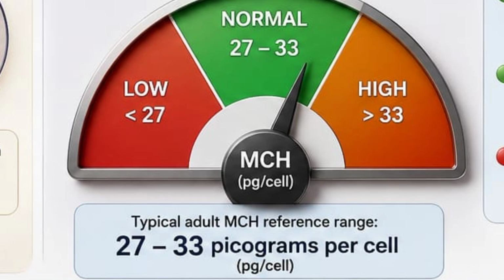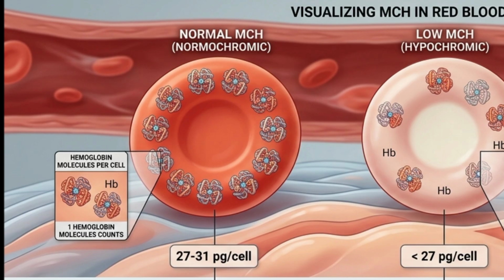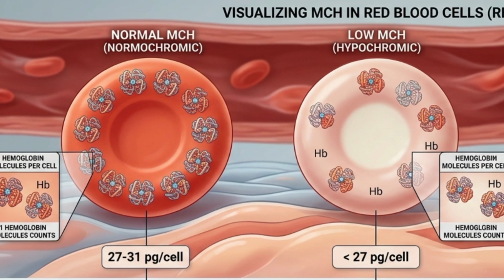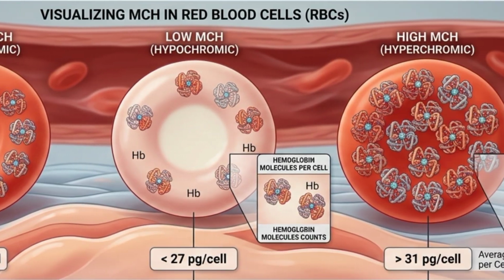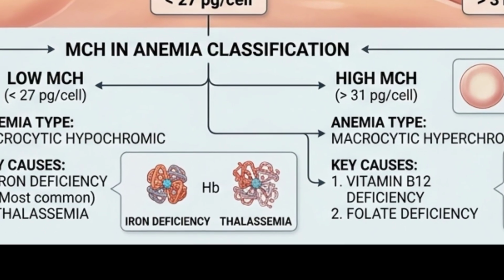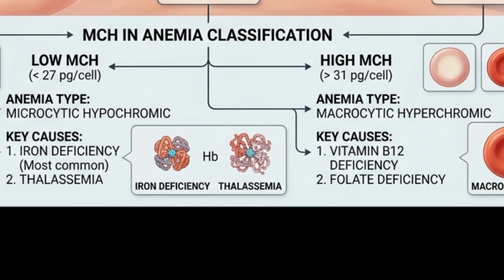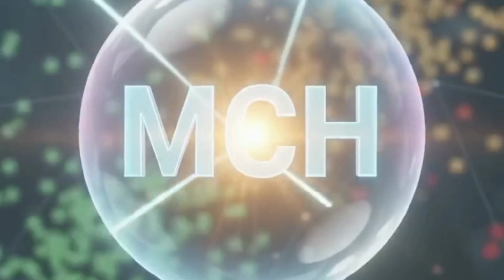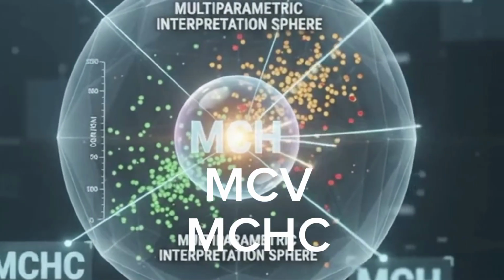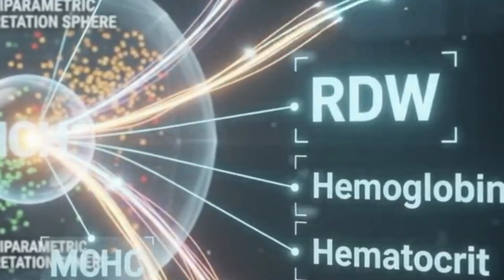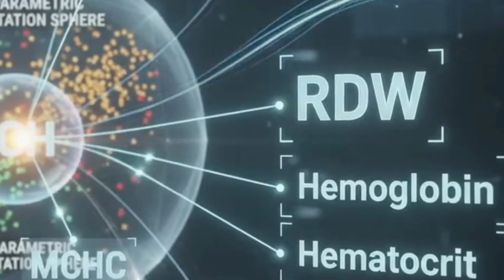A typical adult MCH reference range is approximately 27 to 33 picograms per cell. MCH is clinically useful because it helps us assess the average hemoglobin content of red blood cells and contributes to the evaluation and classification of anemia. It is particularly useful when interpreted together with MCV, MCHC, RDW, hemoglobin, and hematocrit.